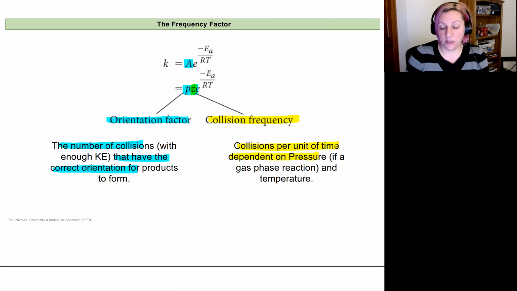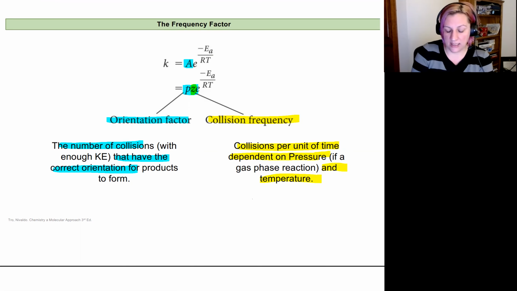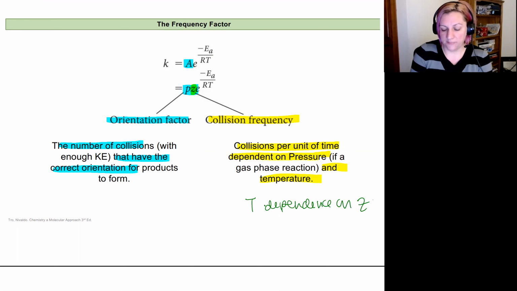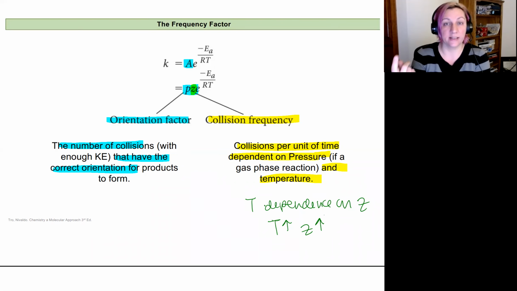This will be dependent on pressure if you're in the gas phase, and it will be dependent on temperature. So we see temperature dependence on Z. As temperature increases, we'll see the number of collisions increase because we have our particles moving faster. And the faster they are, they are going to have more and more collisions with the particles around them and the container they're contained within. So we see that temperature dependence in the frequency factor, and we'll also see it in the exponential factor as well.